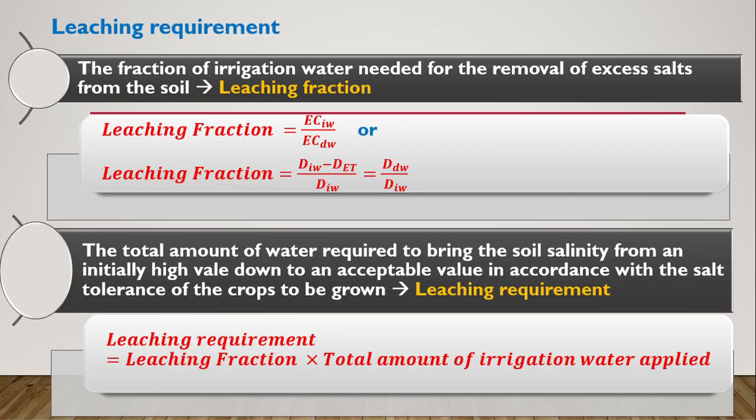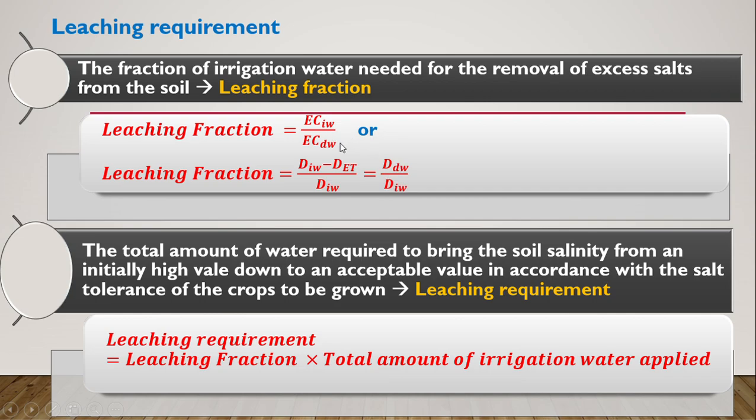Now there is a term regarding leaching known as leaching requirement. Before that, we have to see what leaching fraction is. Leaching fraction is the fraction of irrigation water needed for the removal of excess salt from the soil. This fraction can be represented in two ways. One is the electrical conductivity of the irrigation water divided by the electrical conductivity of the drainage water, or the depth of drainage water divided by the depth of irrigation water.